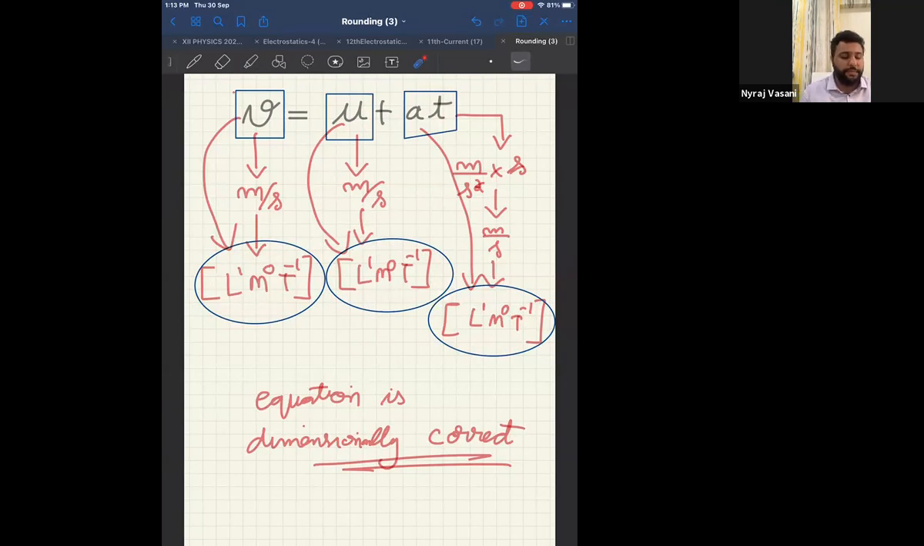Therefore, make a note of this. Example 1, V = U + AT. So make a note of this particular example.